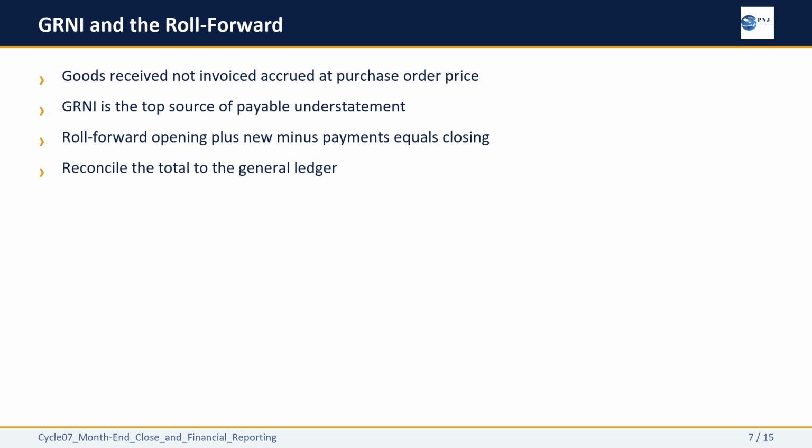Why does this matter so much? Because GRNI is the single most common source of accounts payable understatement at period end. If you miss it, your liabilities are too low and your profit looks too high. To prove completeness, the total accrued liabilities balance is reconciled through a roll forward. Opening balance plus new accruals minus payments and reversals equals the closing balance, tied back to the general ledger.